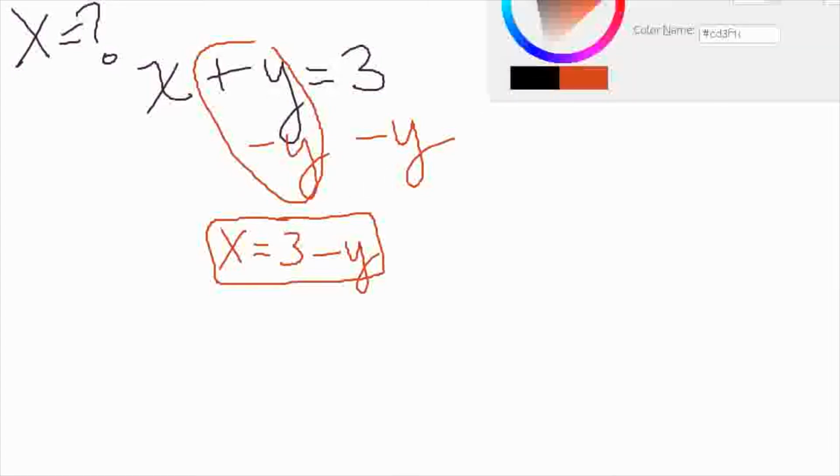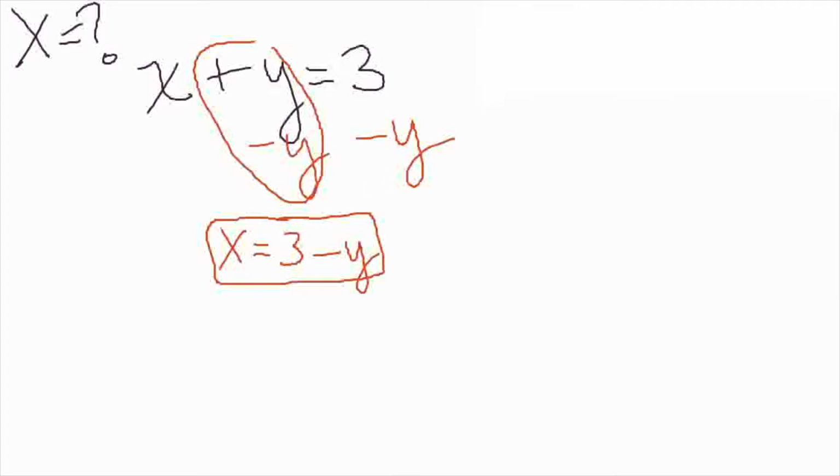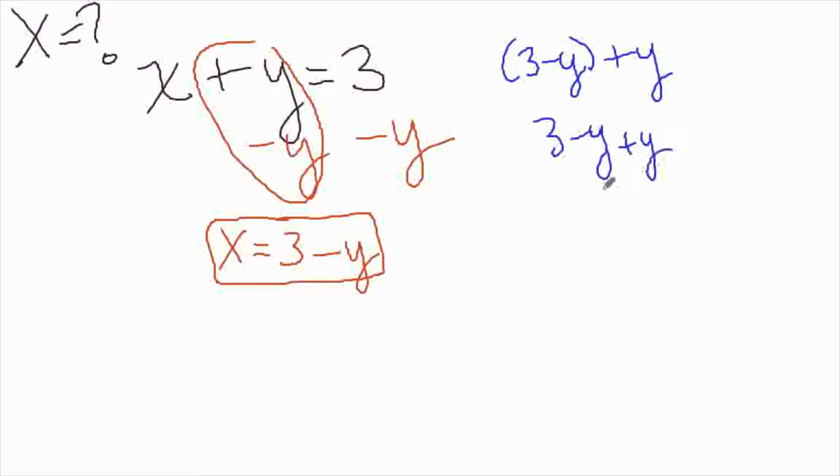You can even check to see if that works. Let's replace the x in the first equation with 3 minus y. So instead of x plus y, we have 3 minus y plus y. That gives 3 plus 0, which is equal to 3, and that's equal to the right side. So it works.